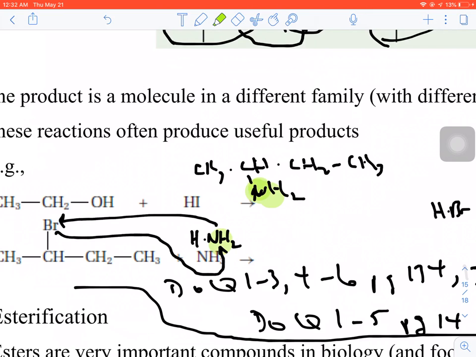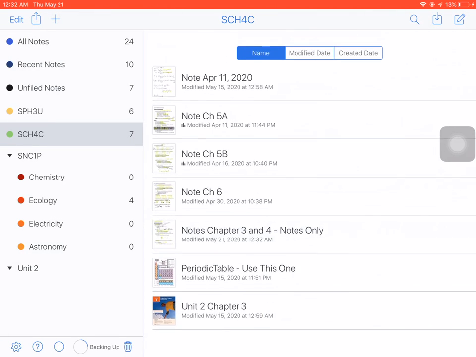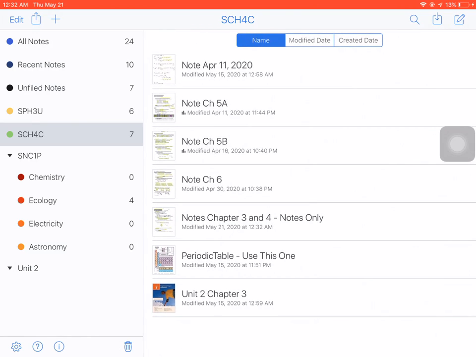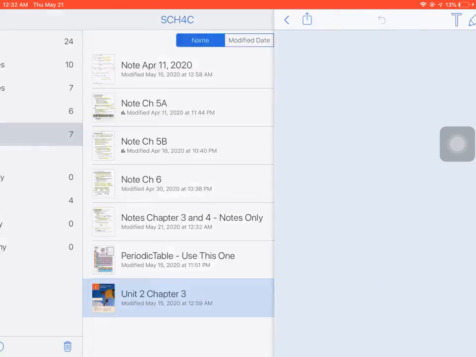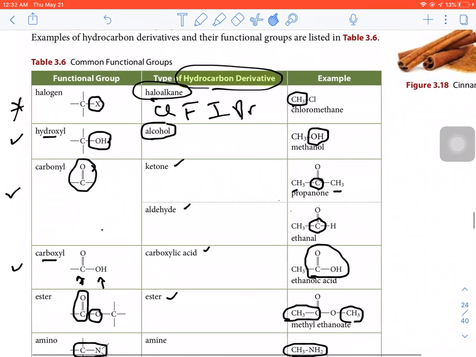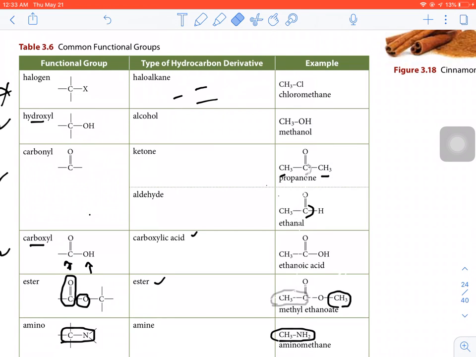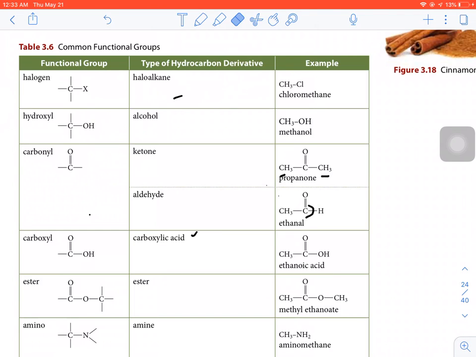So we're now looking at how I can take some of the molecules, some of the families that I had before, and convert them into new families. So if I go back for a minute to my textbook, it's my textbook here. Chapter 3 is fine. Okay, so we had all these families. I've got my haloalkanes, my alcohols, ketones, aldehydes, carboxylic acids, esters.